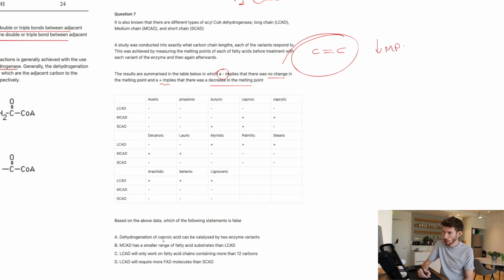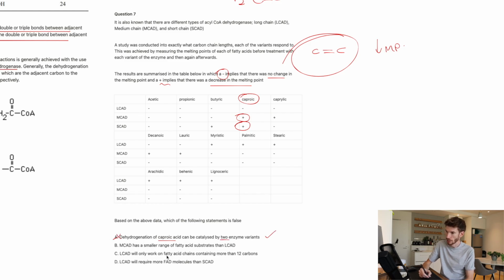Dehydrogenation of caproic acid can be catalyzed by 2 enzyme variants. So we need 2 positives against it. We go to caproic and we can see that both the medium chain and the short chain worked on it. So that would be true because it says 2. So that is not our answer.